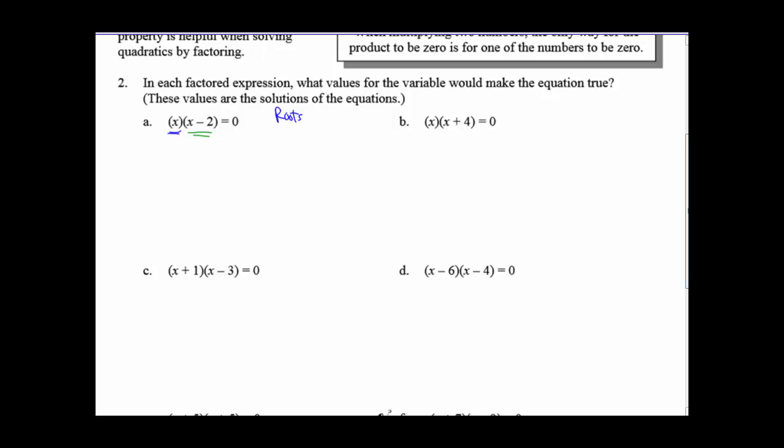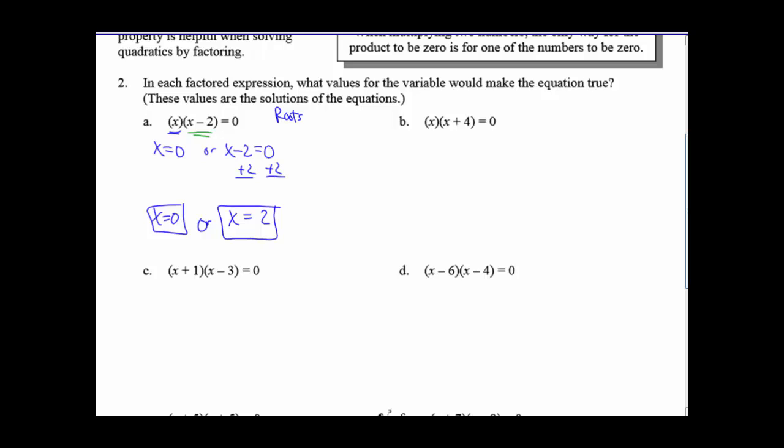If x equals 0, or if x minus 2 equals 0. Our first answer is already equal to 0, so we know that x equals 0 is one solution. In order to solve for x in x minus 2, we add 2 to both sides. When we do that, we get x equals positive 2.